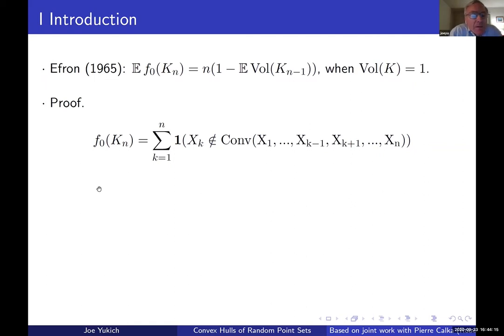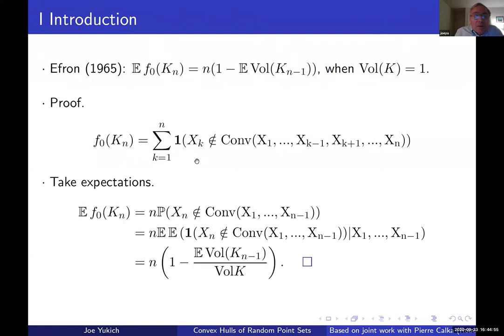We start by writing the number of vertices, F0, of the convex hull as a sum of indicator functions. So it's the indicator that the kth point in the sample is not belonging to the convex hull of the remaining n-1 points. So this is a way of just counting when a point is a vertex or not. This is 1 or 0. It's 1 if xk is a vertex of the convex hull of Kn and 0 otherwise. And now we take expectations.